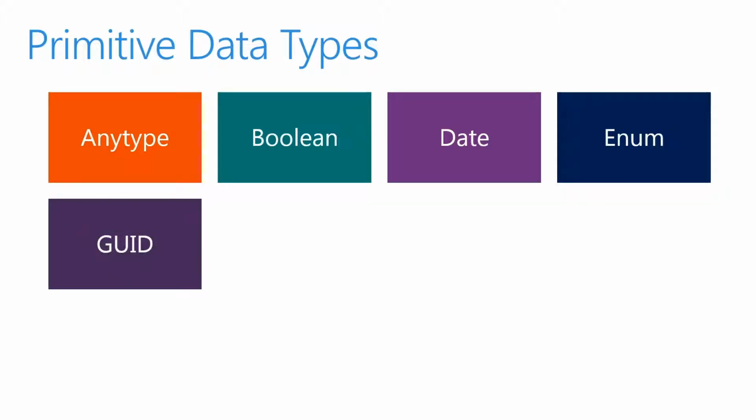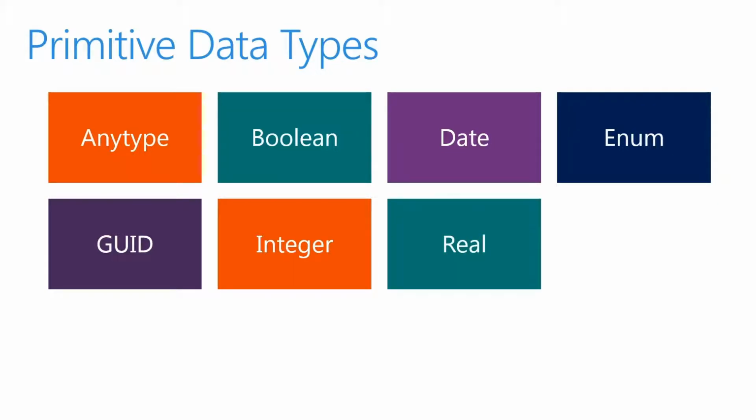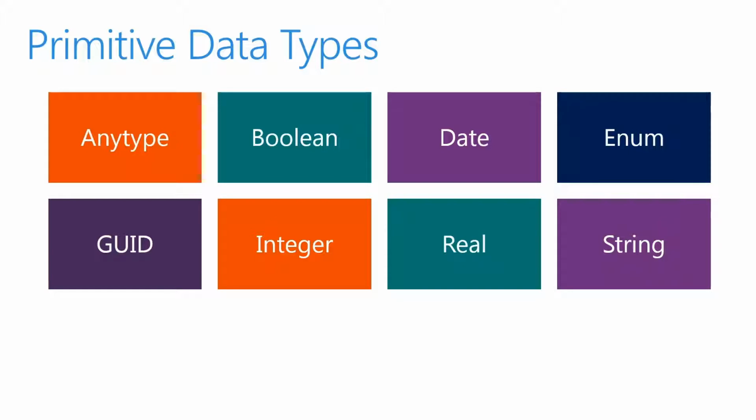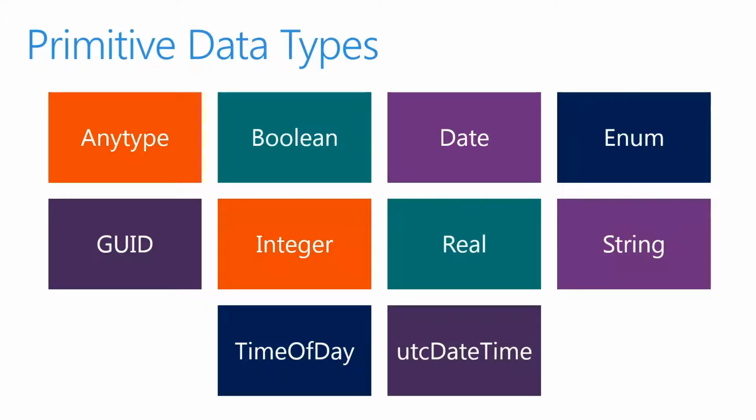We also have a globally unique identifier. We also have an integer, which is a number without a decimal point. We also have reals, which is numbers with decimal points. We also have a string, which is a number of characters. Time of day, which contains the hours, minutes, and seconds. And then lastly, the UTC date time, which is the year, month, day, hour, minute, and second.